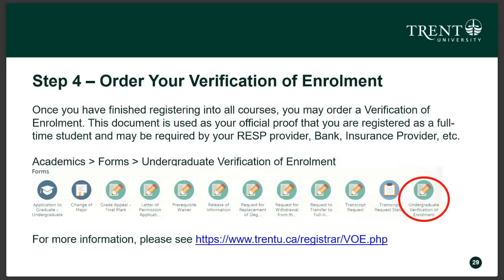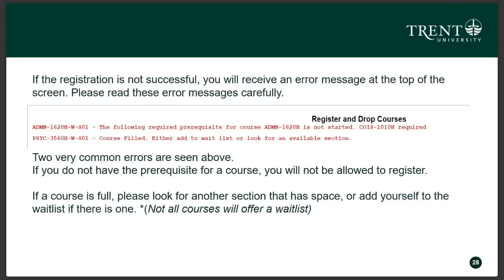If your registration is unsuccessful, you will see an error message at the top of the screen. The error message will look like this. It will be in bright red. Two very common errors are seen above. If you do not have prerequisites for a course, you will not be allowed to register. If a course is full, please look for another section that has space or add yourself to the waitlist if there is one. Not all courses will offer a waitlist.